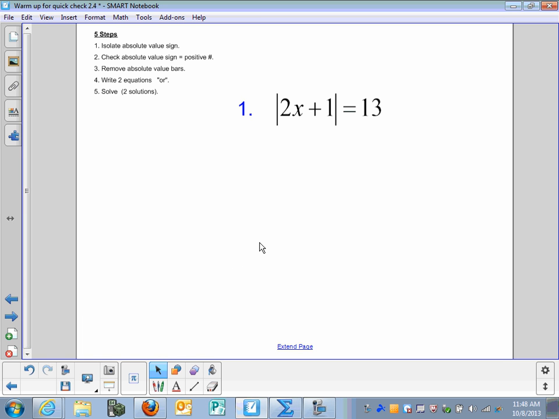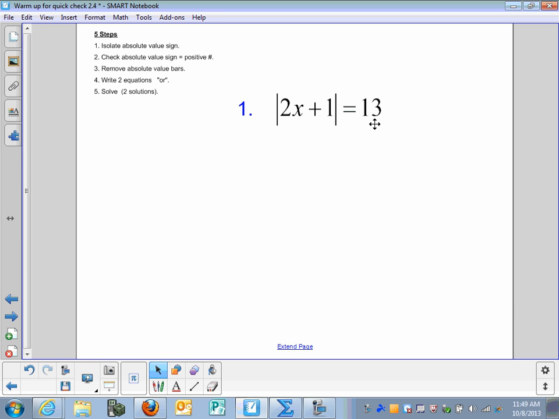So our first example, the absolute value of 2x plus 1 is equal to 13. So the first step, isolate the absolute value sign. In this instance, the absolute value sign is isolated, meaning there is nothing added or subtracted to it or multiplied or divided to it. So it's considered isolated. So step 1 is done. We can move to step 2. Check that the absolute value sign is equal to a positive number. 13 is a positive number.